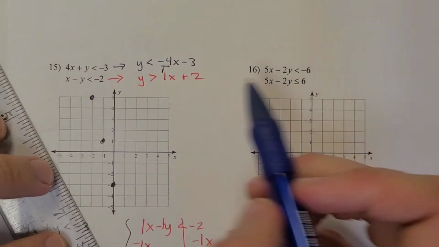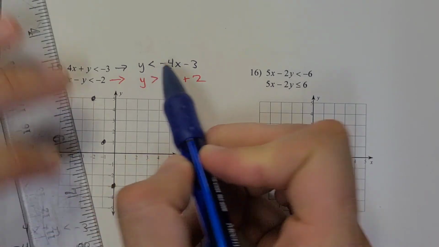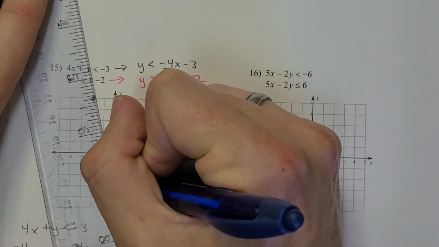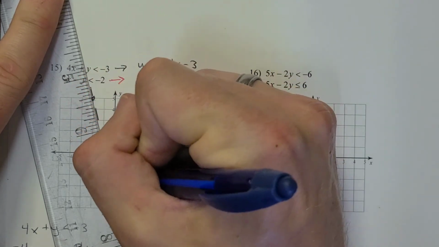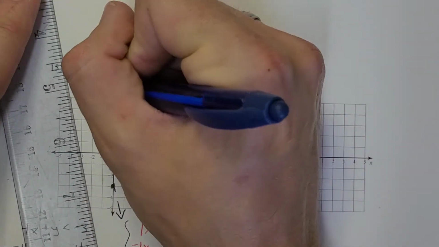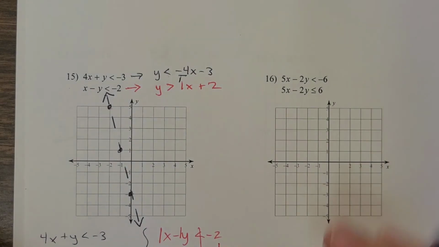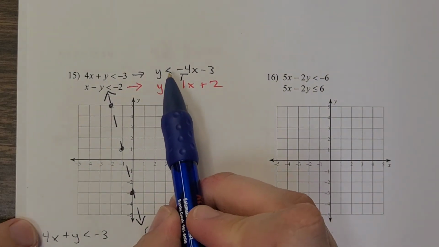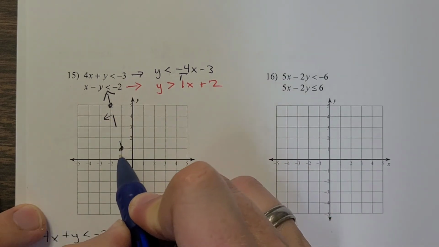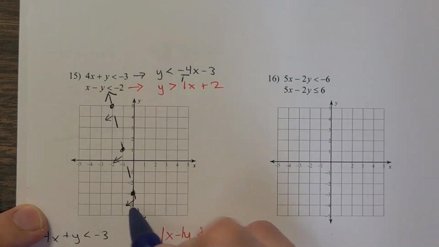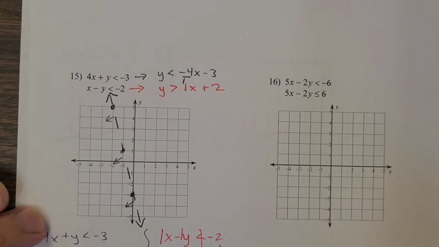Now I need to look here and say solid or dotted. And this is the first example I put on here of something that is dotted because it does not have that or equal to line underneath. Then you would ask yourself, do I shade above or below? Since this says less than, if I were to shade right now, I would shade below. But I'm not going to shade right now.